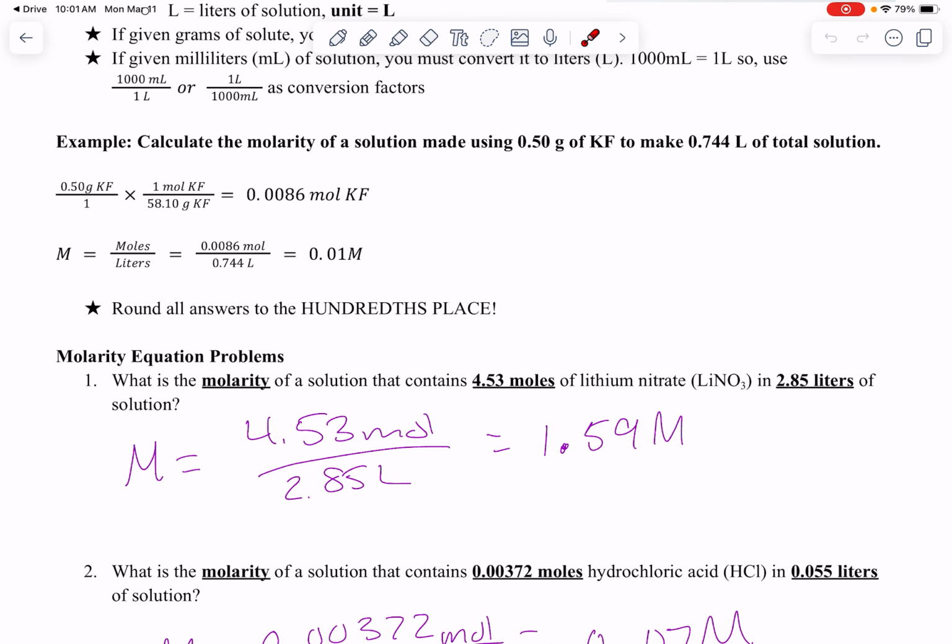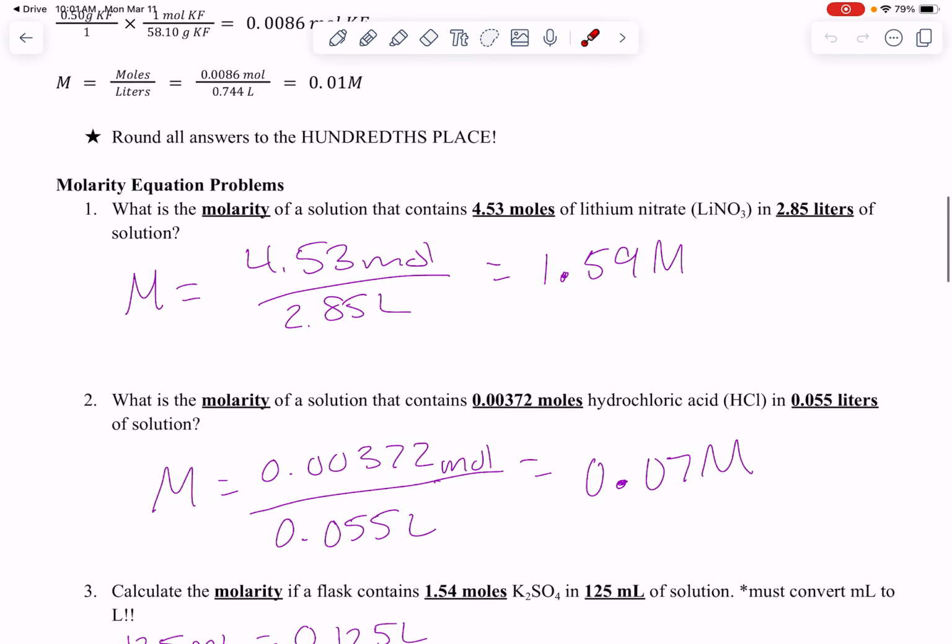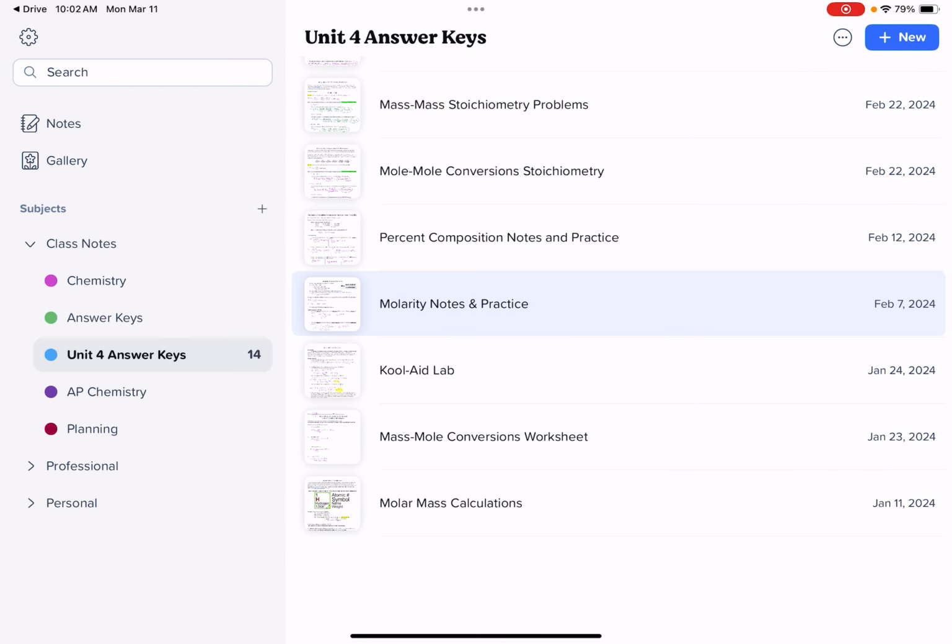So if you're given the mass, you can calculate the molarity. If you're given the moles, you can calculate the molarity. What you need is the moles and the liters, which is the volume. But remember, if you have mass, you have moles, and if you have moles, you have mass, because it's related through that molar mass, which is the standard. So you can go and look at some of these problems. Like I said, the answer key is linked.